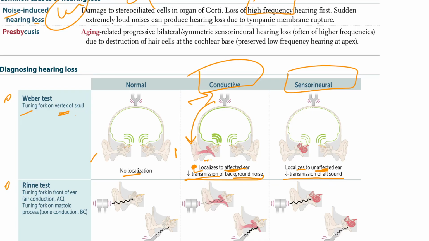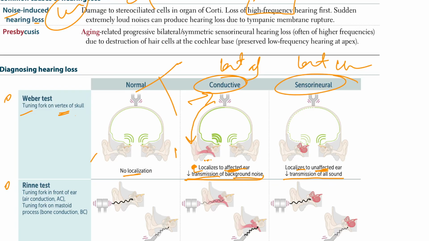Okay, so let me take a step back and talk about the whole thing again. What we talked about is the Weber test. Again, in the Weber test, we place the vibrating tuning fork on the middle of the forehead or the vertex. Normally, the vibrations go to both sides equally. That's normal. But if they lateralize to the affected ear, that is called conductive hearing loss. And if they lateralize to the unaffected ear, that's going to be sensorineural hearing loss. That's all about the Weber test.